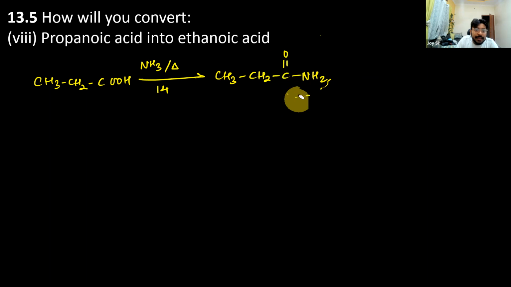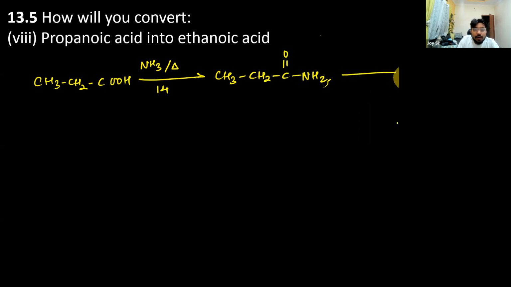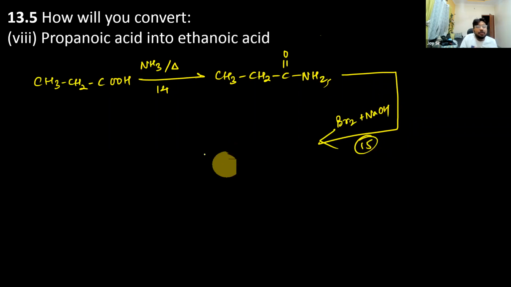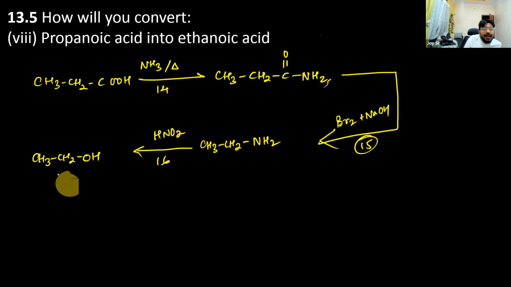So ultimately, what will happen? You will get bromine in the presence of sodium hydroxide. This is the 15th reaction. So you will make it CH3CH2NH2. So what did we get? We created ethanamine. From ethanamine, the NH2 can be converted into something. Just see the table, number 16. What is number 16? Number 16 is HNO2. If I give it HNO2, what does it become? CH3CH2OH. It becomes ethanol.